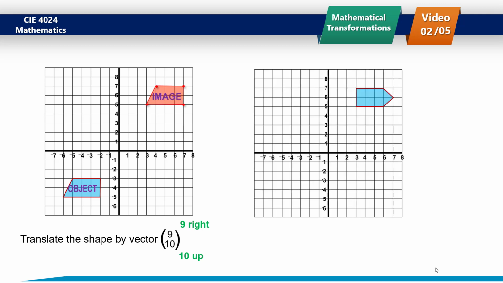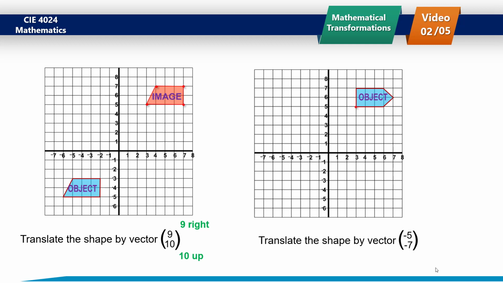Take another example. Suppose we have this shape and we have to translate it by the vector -5 and -7. This time we have negative values. So -5 means 5 units leftward and -7 means 7 units downward. If the x value, the upper one, is negative, that means leftward, and if the bottom one is negative, it's a negative movement in y, that means downward.